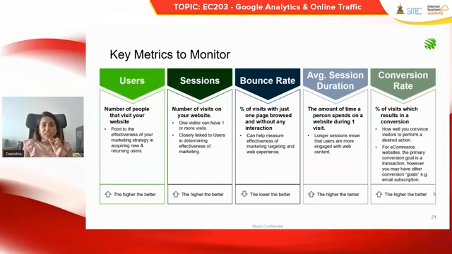So when it comes to all these 5 metrics, aside from bounce rate, the higher the number, the better. So only for bounce rate, we want to see a lower number, and that indicates better performance.